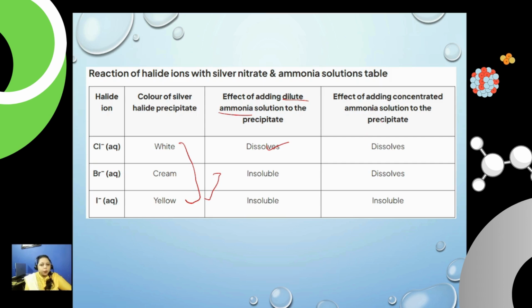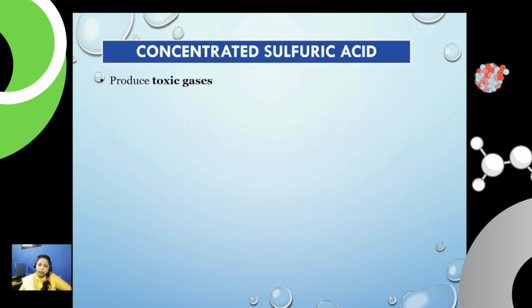Then you have to perform one more test: add the concentrated ammonia. If the second one dissolves, it means it's bromide. If it doesn't, then it's iodide. Simple. So in this way, you can identify what type of halide it is. Clear? Now, what sort of reaction takes place in the presence of sulfuric acid?